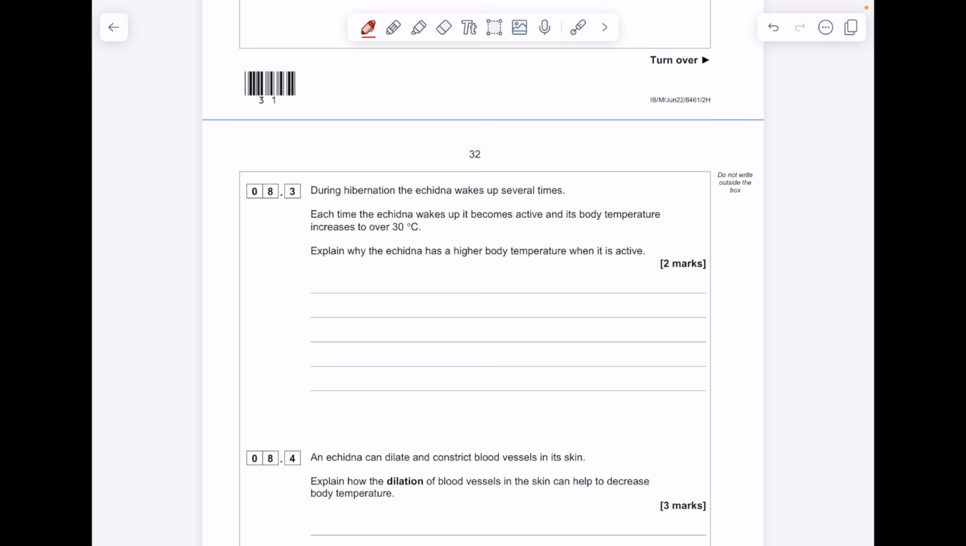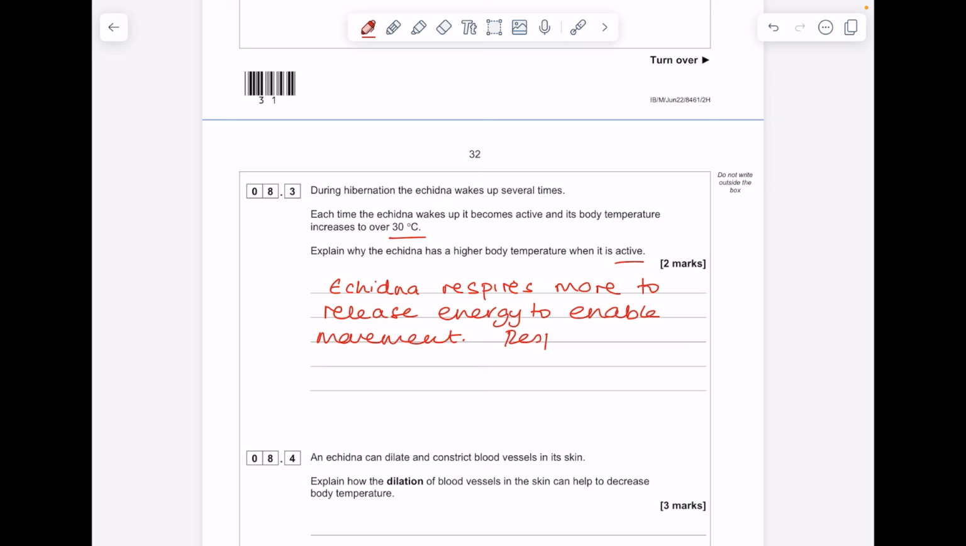During hibernation, the echidna wakes up several times. Each time the echidna wakes up, it becomes active and its body temperature increases to over 30 degrees. Explain why the echidna has a high body temperature when it's active. So the echidna respires more to release energy to enable movement. Respiration releases heat.